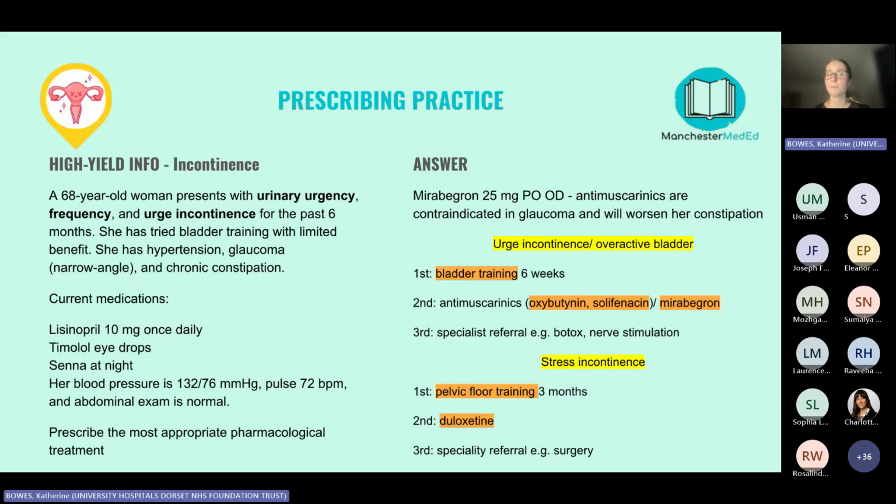And then stress incontinence. The first line for that is pelvic floor training. This is a little bit different and lasts longer, so that's for 3 months. And then the medication of choice for stress incontinence would be duloxetine. And then once again, third line is specialist referral there. So just a quick overview of that one for you.